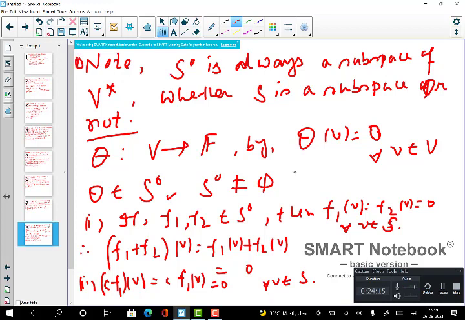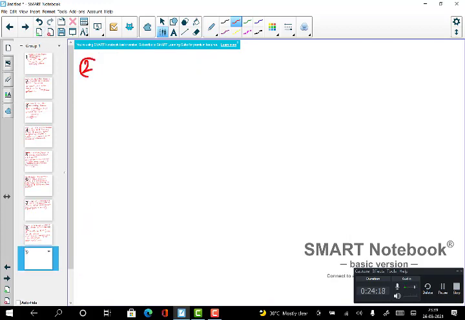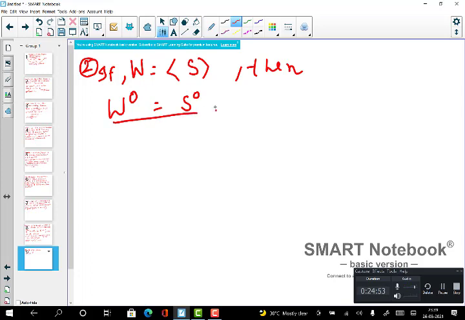And property number 2 is what? S may not be a subspace, but you can take the smallest subspace spanned by S. You take linear combinations of all elements of S, and that will form a subspace, right? If W is the subspace spanned by S, then you see that the annihilator of W is actually the same as the annihilator of S. Now how do you prove this?